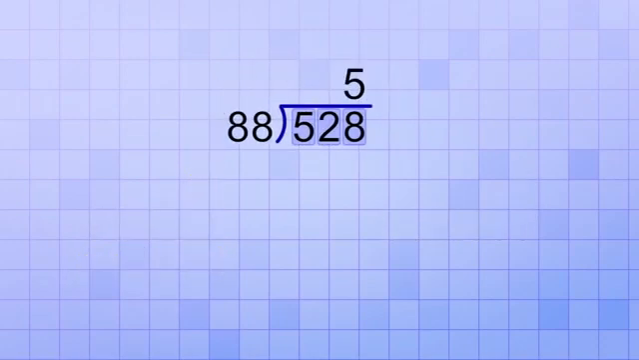To check to see how good that estimate is, we multiply 5 by 88 and then subtract that from 528 to see what the remainder is.